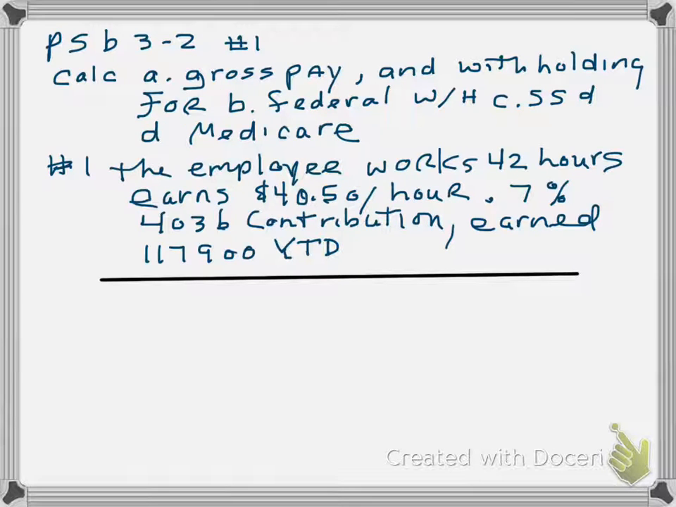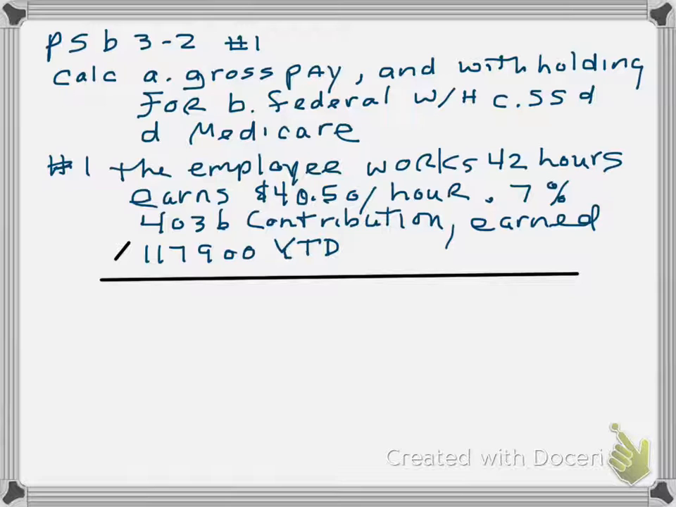We'll use Practice Set B, Problem 3-2, the first example, as an example of calculating gross pay and withholding for federal income taxes, Social Security, and Medicare. This employee works 42 hours and earns $40.50 an hour. There is a 7% contribution to his or her 403B plan, and he or she has earned $117,900 year to date.